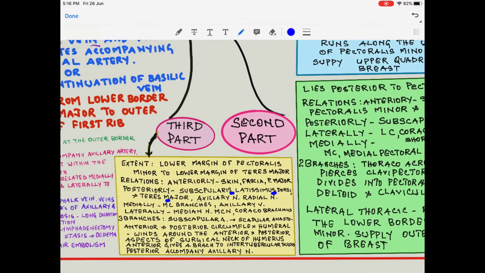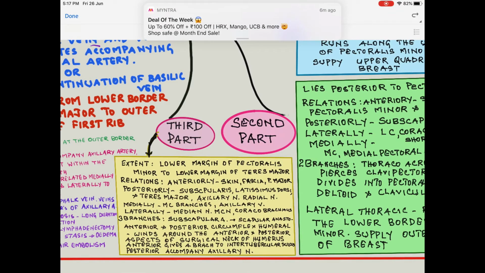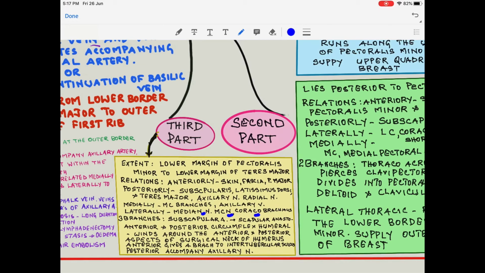Medially, medial cord branches, that is the medial pectoral nerve, medial cutaneous nerve of arm, medial cutaneous nerve of forearm, the ulnar nerve and medial root of median nerve. The axillary vein is also medially related. Laterally, the median nerve, musculocutaneous nerve and coracobrachialis muscle.